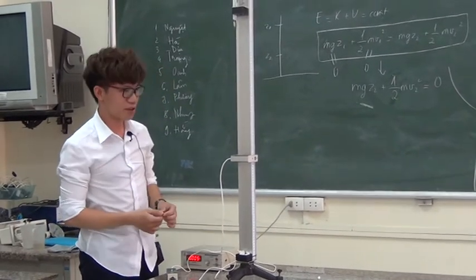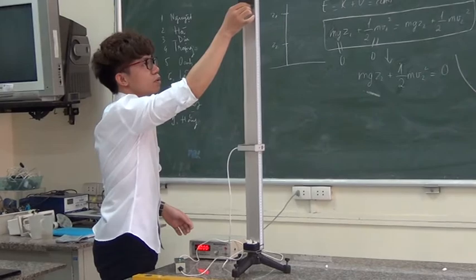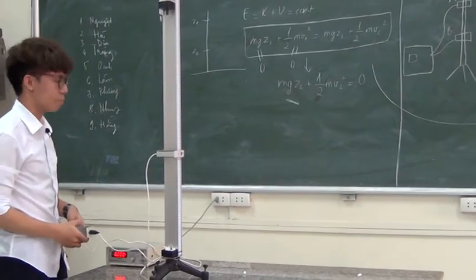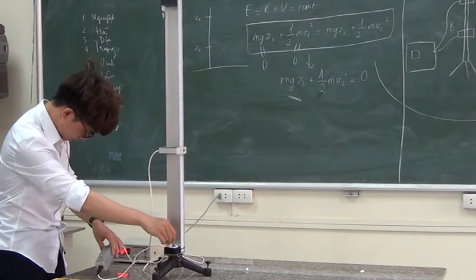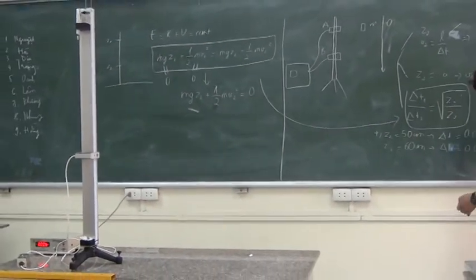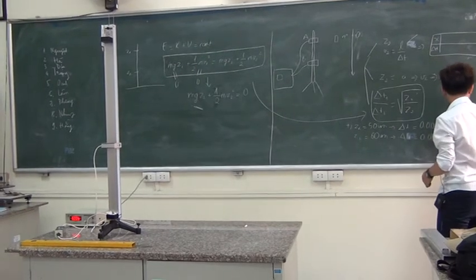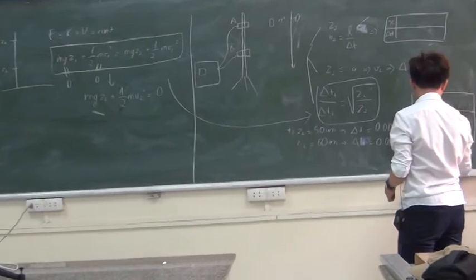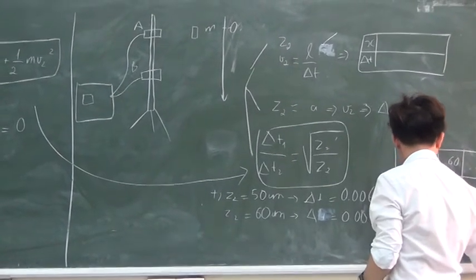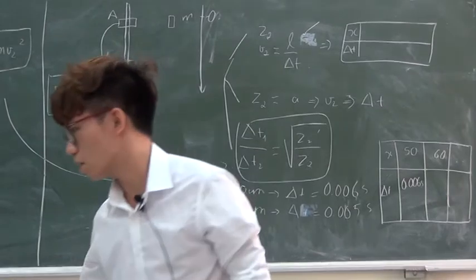Okay, so I will do it again because it has some errors. It was 0. Sorry, I made some mistake here. It was 0.006. And 0.05.